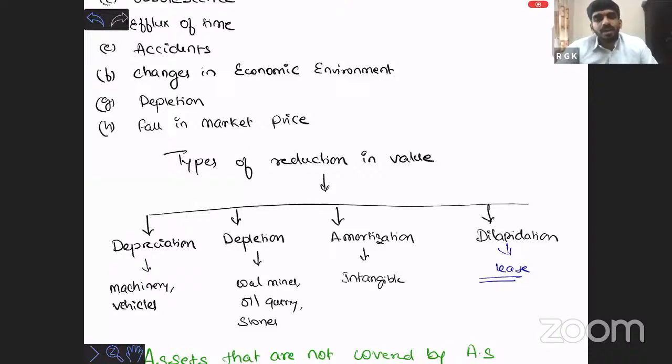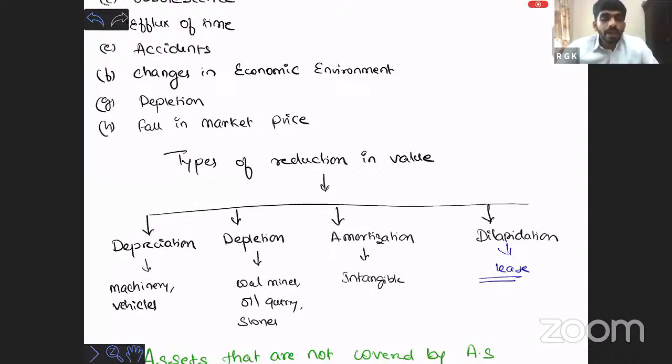Afflux of time is passage of time. As time goes ahead, I said you purchase a car, you keep it as it is in the garage. After 2 years, if you sell, automatically the value reduces because of time. That is called afflux of time.